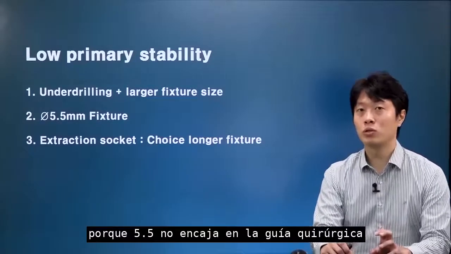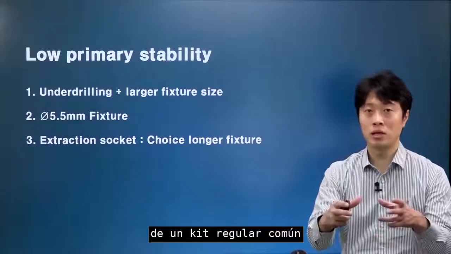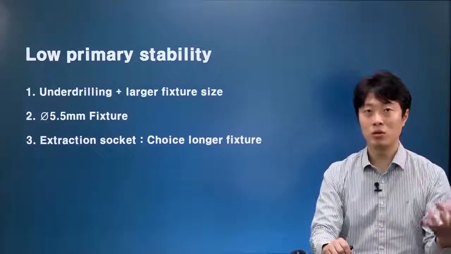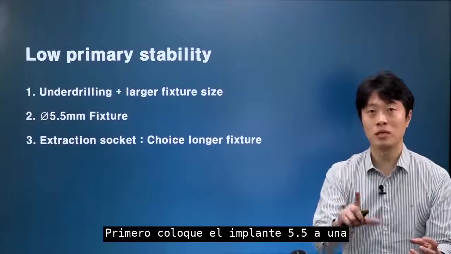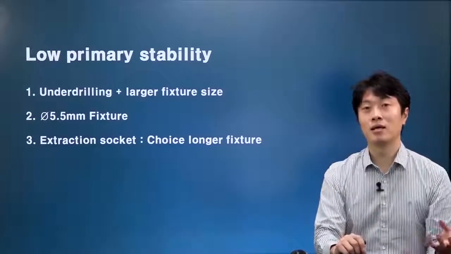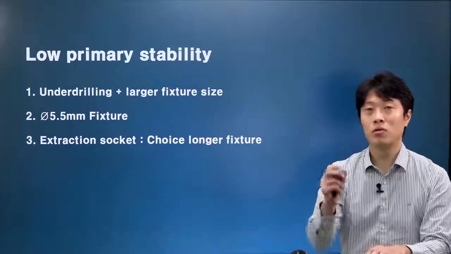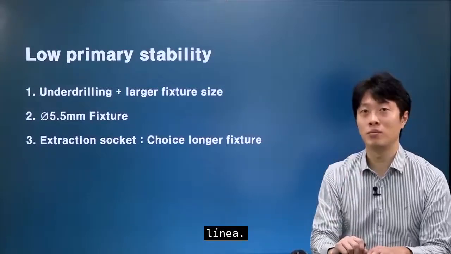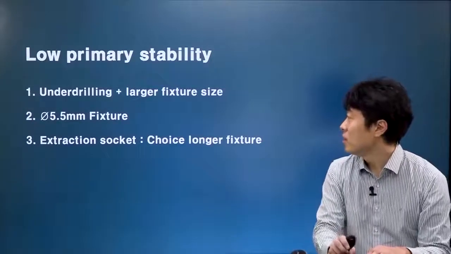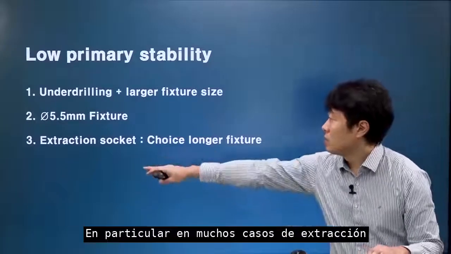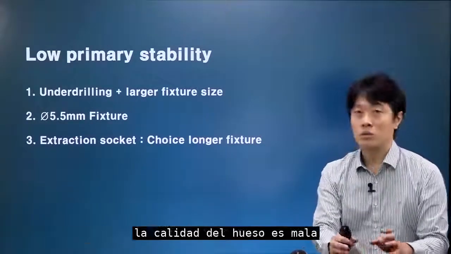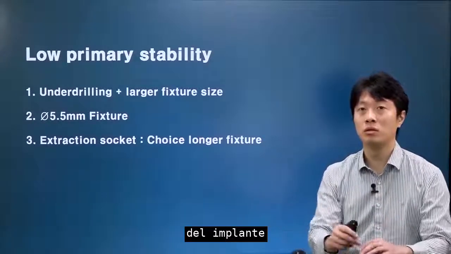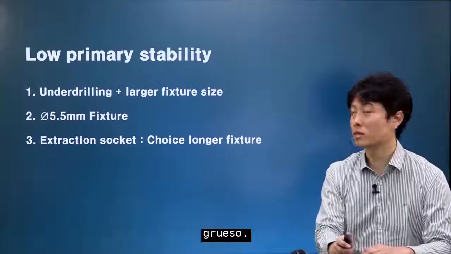Because 5.5 doesn't fit into the surgical guide of a common regular kit, in this case, remove the guide. First, position the 5.5 implant to a certain depth and place the surgical guide again. Check the exact depth through the surgical guide and place the implant in line with the depth. In particular, in many cases of extraction, the bone quality is poor. Then, I recommend increasing the implant diameter and placing an implant of a thicker size.